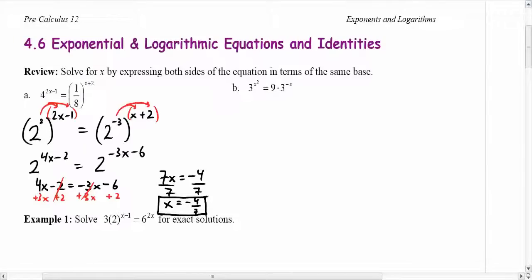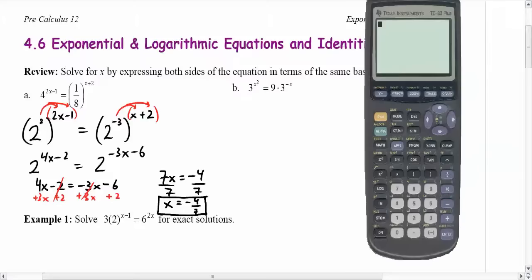I can check that in multiple ways. First of all, I can plug that number back into the equation. So I can go 4 to the power of 2x minus 1, and I can take negative 4 over 7 and store that as x. And then when I plug in the equation, I get an answer of 0.05. And now if I try the right-hand side, 1 over 8 to the power of x plus 2, I get the same answer. If both of the sides give me the same answer, that means that my solution is correct.